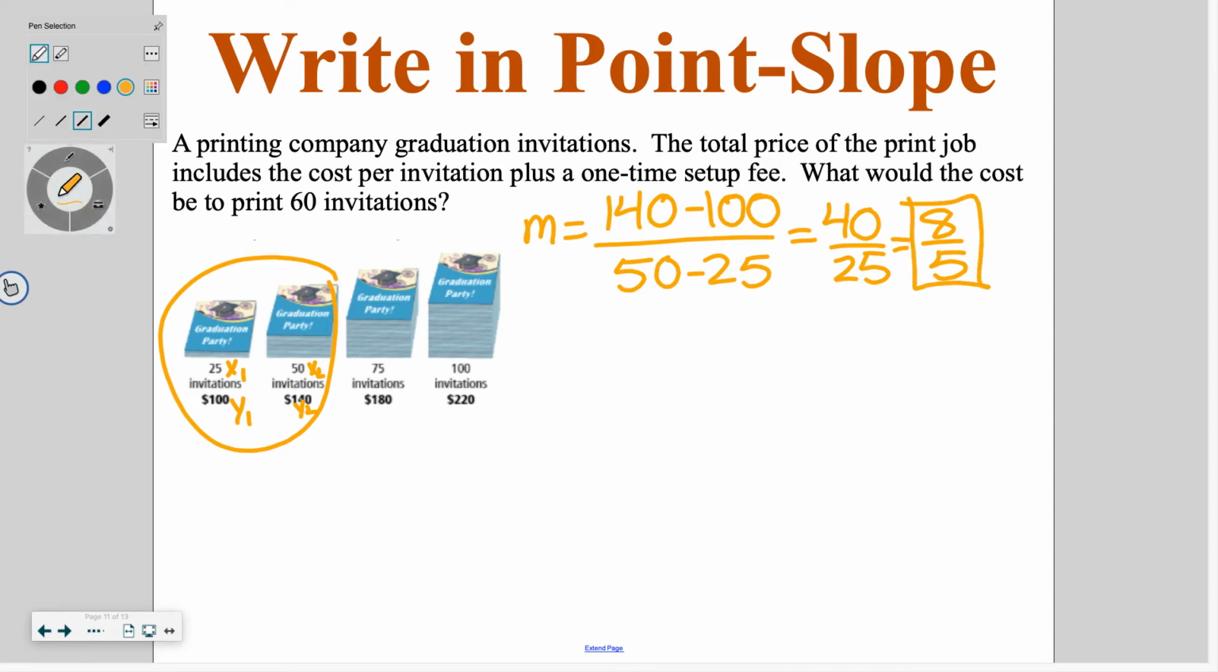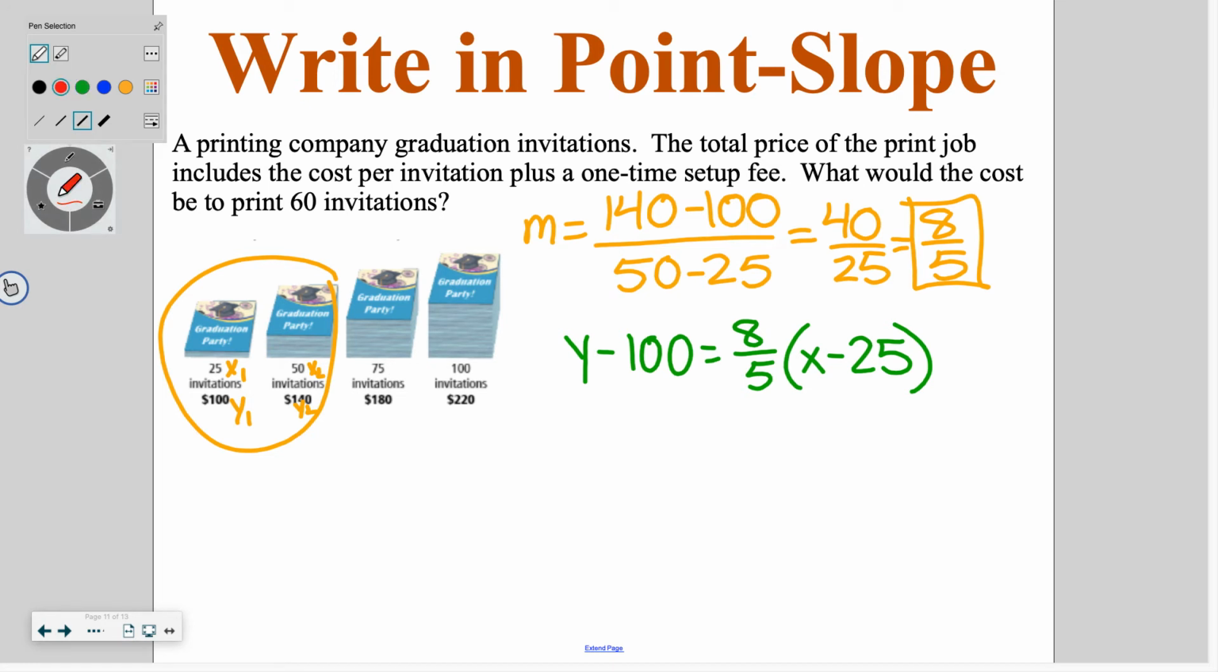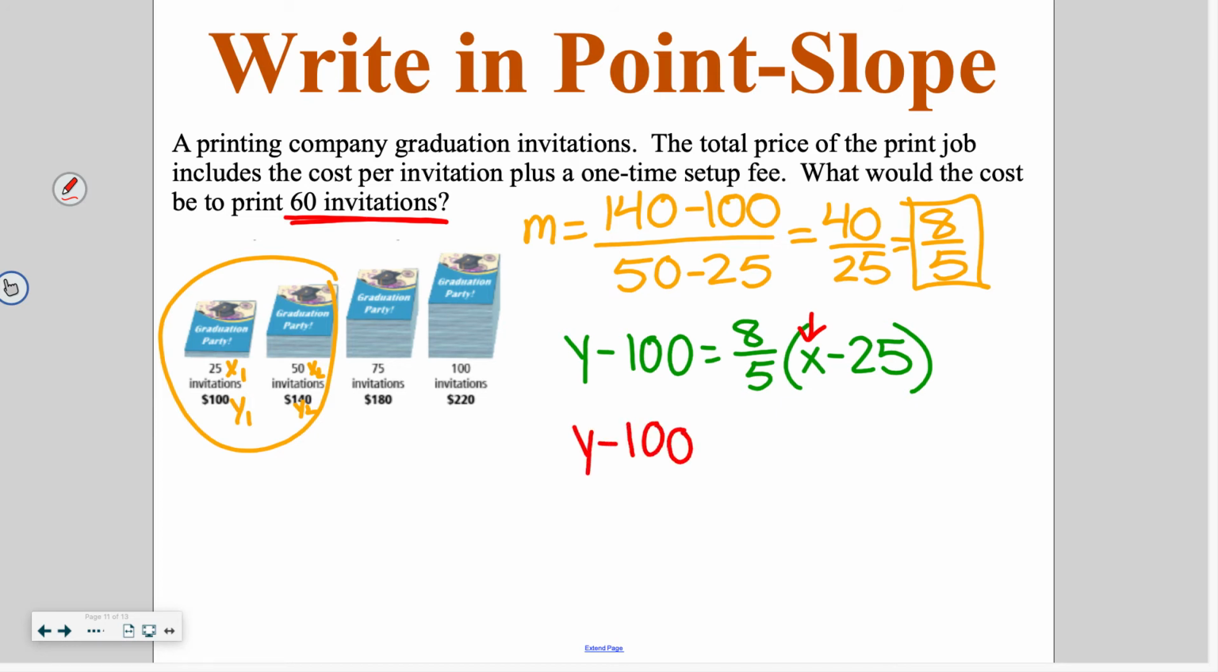Now, I need to write my equation in point slope form. I'm going to use my smaller point. Y minus 100, which is my y1, is equal to my 8/5 times x minus 25, which is my x1. So I found the slope, and I've now created my point slope equation. The problem is asking us how much it would cost to print 60 invitations. Invitations are our x value, so my 60 is going to go in the place of x. So I've got y minus 100 equals 8/5 times 60 minus 25.